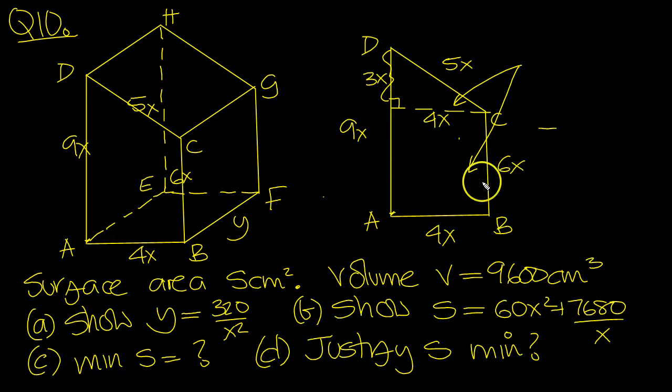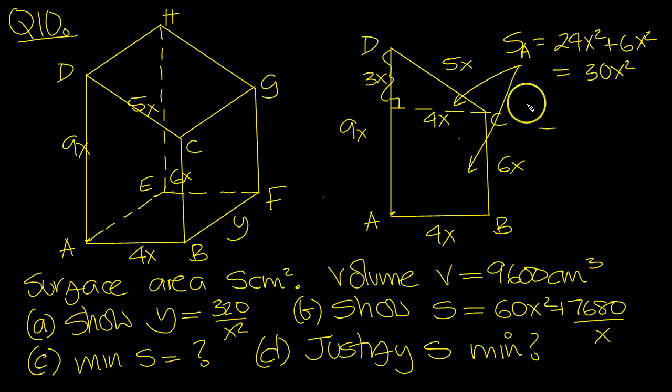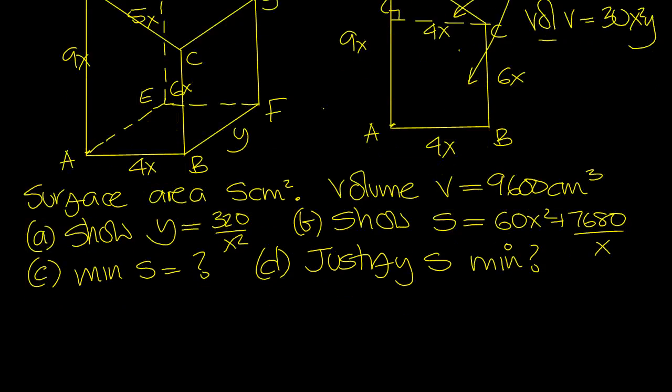This area here is 6 by 4, which is 24x squared, plus half base times height. 2 times 3 is 6x squared. So the total surface area of the front is 30x squared. So the volume, V, is equal to 30x squared times the depth, y. And that's 9600.